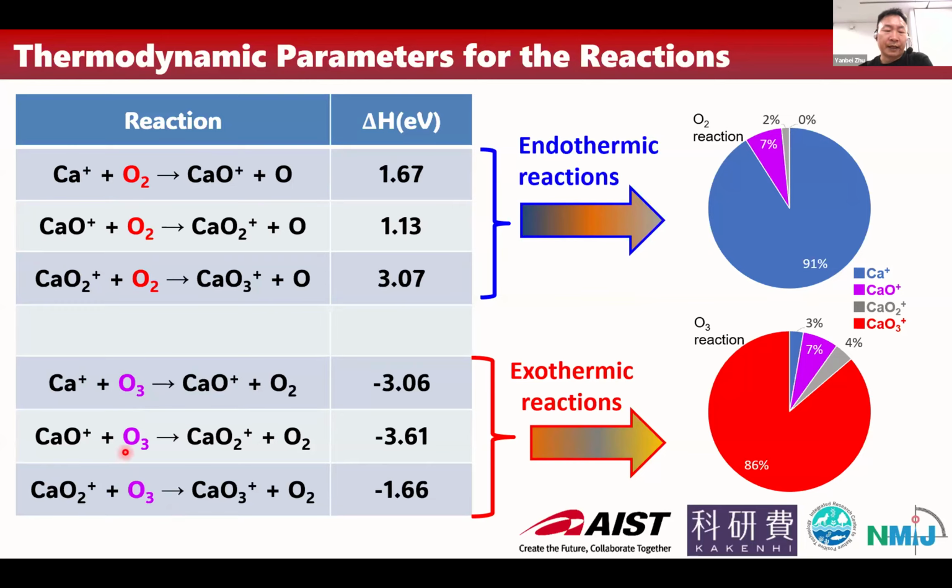When we change the gas to ozone, the reactions to monoxide, dioxide, and trioxide all have a negative value, that is, they are exothermic reactions. So we can get a dominant product species as the trioxide, the calcium trioxide ion.